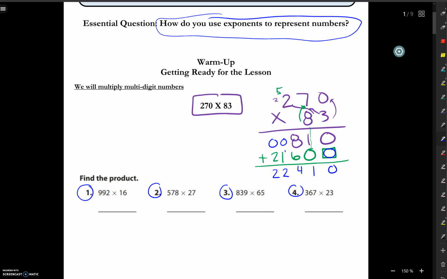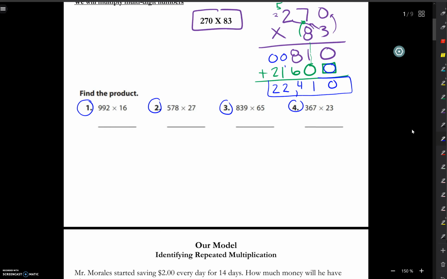And so my answer would be 22,410. I'm going to be checking these first 4. Now go ahead and pause it, solve those first 4, and I need to check them before you can move on.